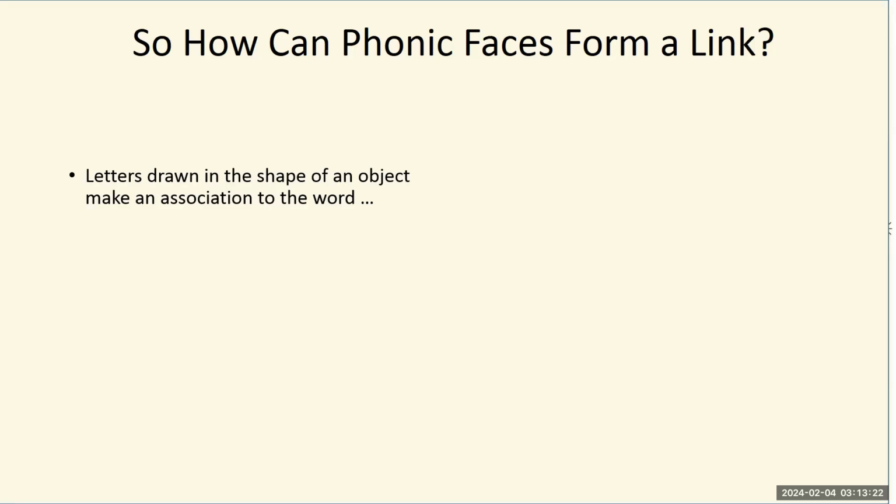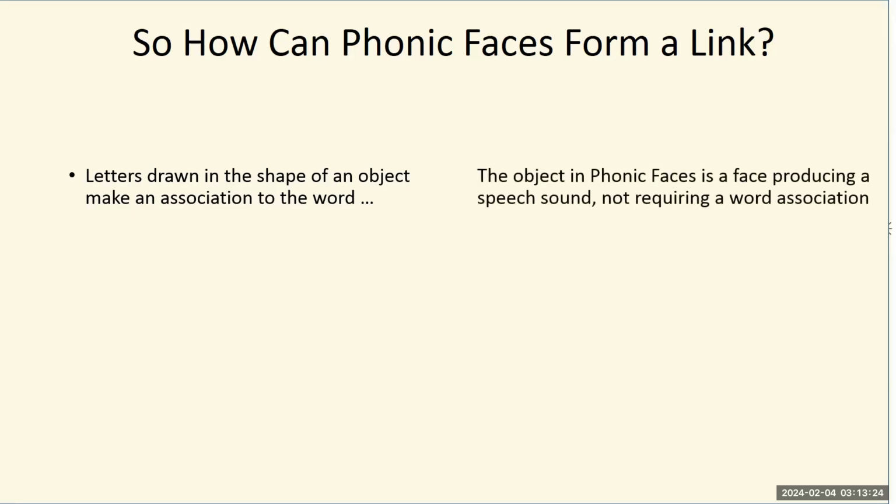Letters drawn in the shape of an object make an association to the word. Well, the object in phonic faces is a face, producing a speech sound, so it does not require learning any word associations. So when we look at a phonic face, the association is to the speech sound. So the speech sound is now represented by the alphabetic letter.